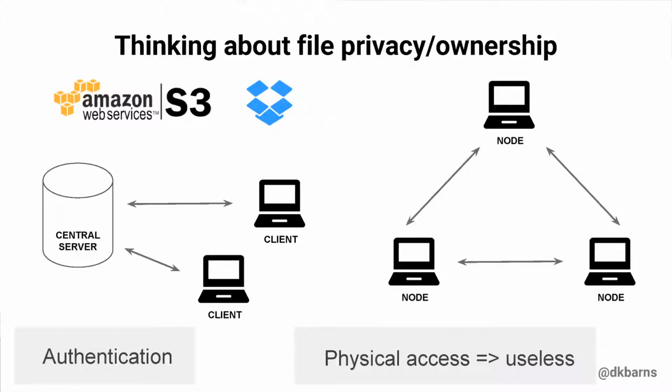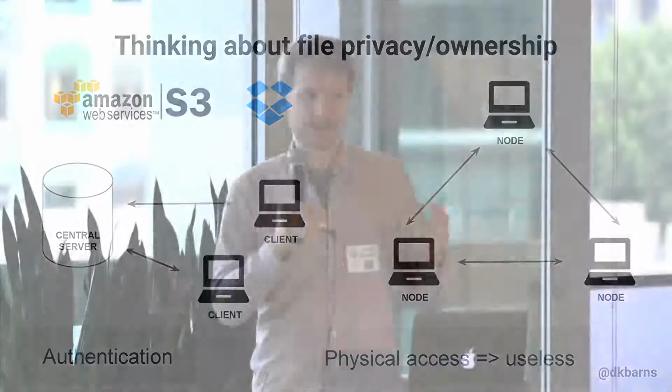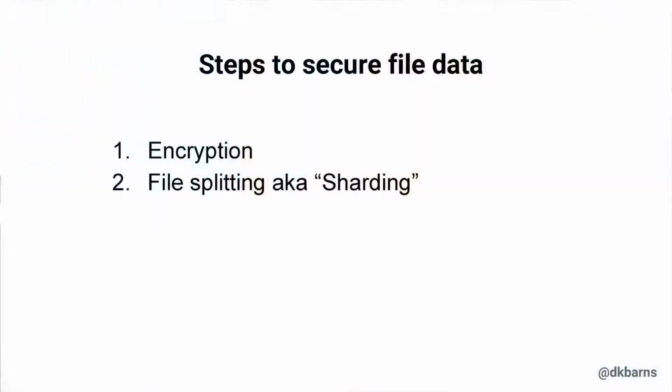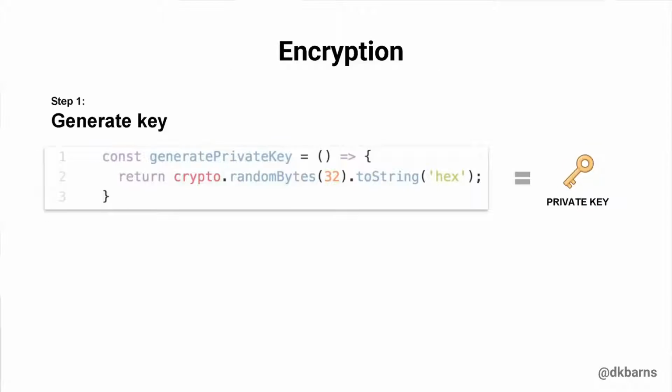So our goal should be to make physical access, for lack of a better term, to a file useless, except to the correct party. So we'll explore how to do that. Here is the two-layered approach that we're going to be using to do this. File sharding may be a little less familiar to you, but we'll get to it shortly. First, we'll talk about encryption.